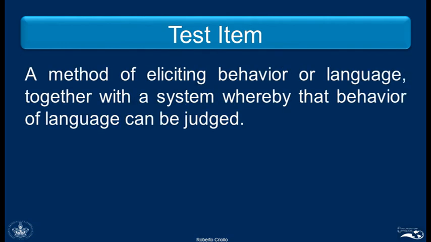Let's look at the definition of test item. In very simple terms, a test item is just a method for eliciting, that means for inducing, for causing behavior or language, together with a system by which we can assess, we can make judgments about that behavior. In other words, the test taker is going to do something, and based on the thing that the test taker is going to do, we can judge if the person has the competence that we are requiring or not, or to what extent.